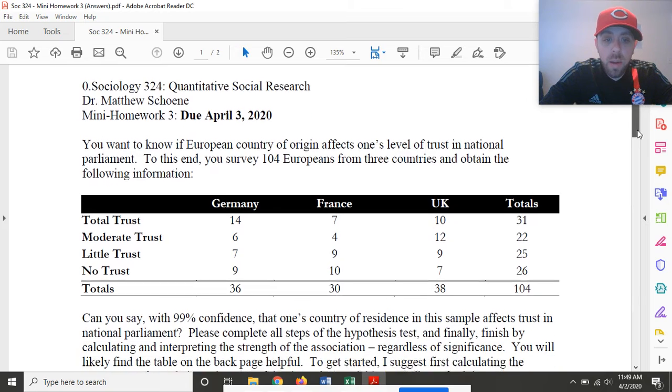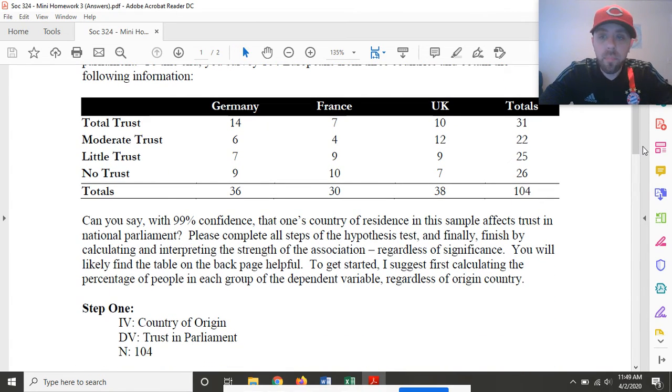So if we move on to our steps here, step one, what do you know? Well, my independent variable, country of origin, and my dependent variable, trust in parliament. It is country that one lives in that is affecting their trust in parliament. And then N, which comes in handy when we have to calculate Cramer's V, 104. And that's it. That's all. I can't list means. I can't list specific values. I just have to list the IV and the DV for this relationship test here.